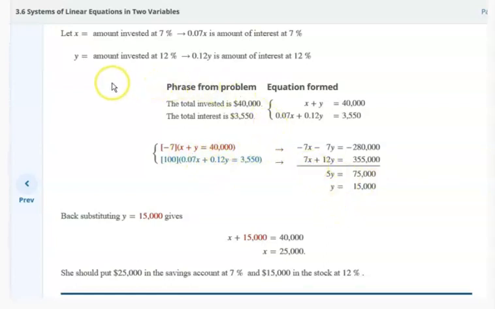Again, you had to keep in mind what you had for the x value, that was the 7%, and the y value, which was 12%. But again, using two equations, x plus y equals the total, and then this portion of x, this portion of y, gives you this amount of interest. All right, let's go on to our last one, I believe.